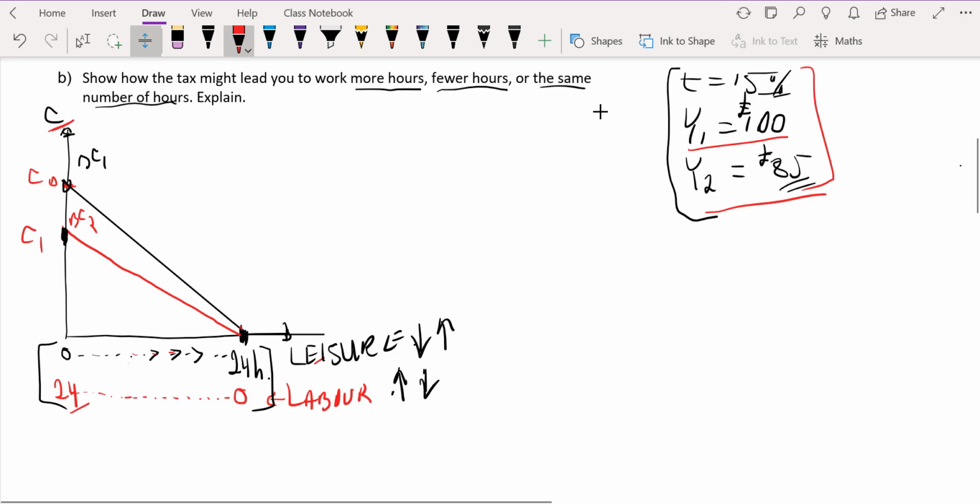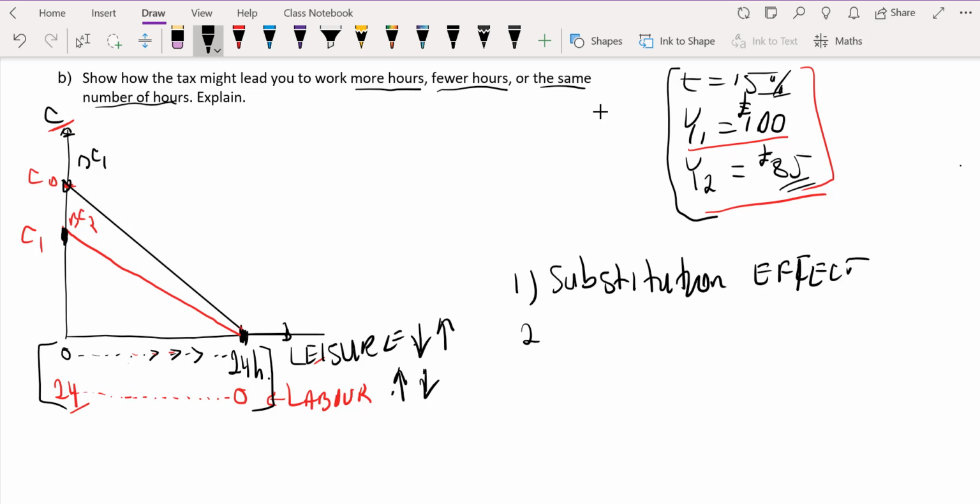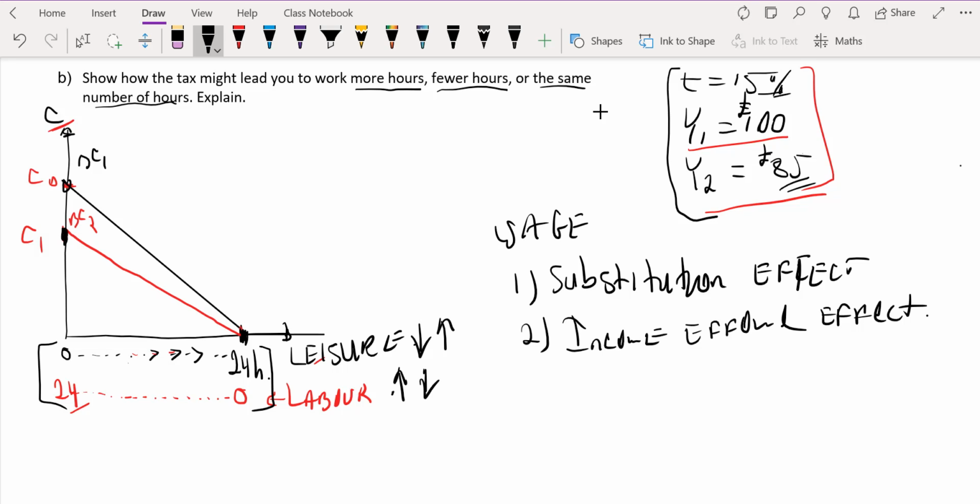Now we need to consider two cases here before we move on. There is the substitution effect, and that's the first one. The second one is the income effect. Let's say income decreasing leads to a wage decrease. What is our behavior? If the substitution effect dominates, there is a different action compared to when the income effect is dominating.